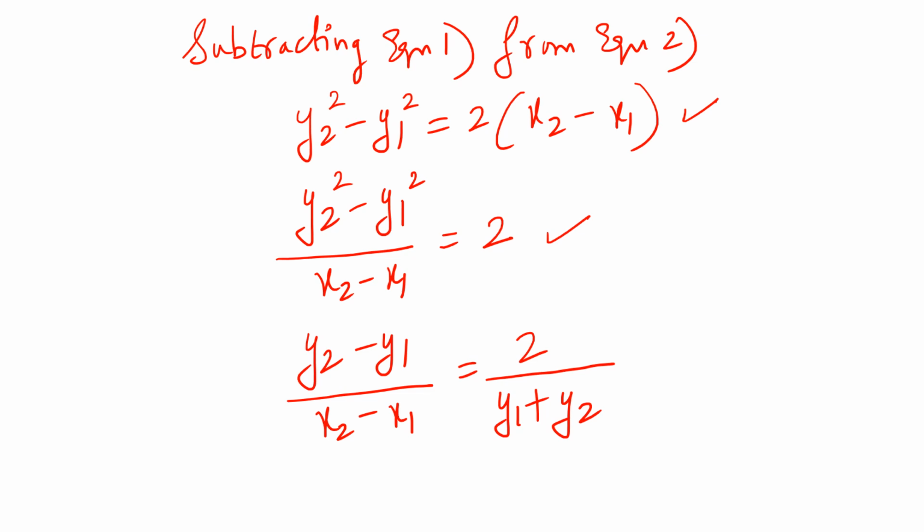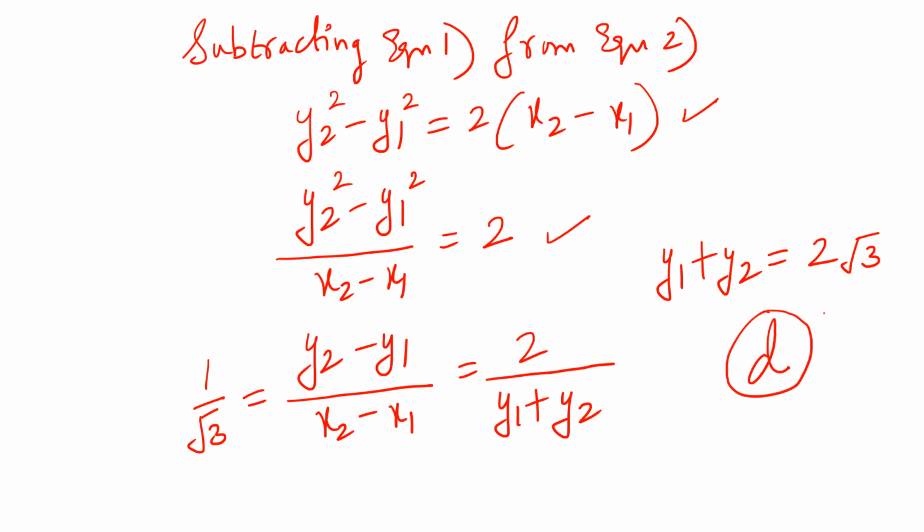Right? Now from equation 3, the value of (y2 minus y1) upon (x2 minus x1) comes as 1 upon root 3. So this clearly implies that y1 plus y2 is equal to 2 root 3. That means option D is the correct one.